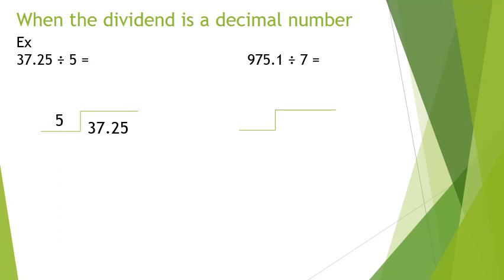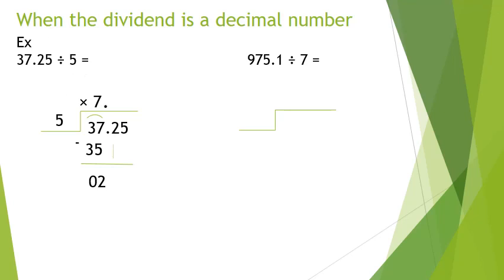We start from the first example, we arrange them, and we start by 37 because 3 is less than 5, so we take two numbers. In the multiples of 5, we have 5 times 7 give us 35. Then we subtract. 37 minus 35 equal 2. We put the decimal point in its place.